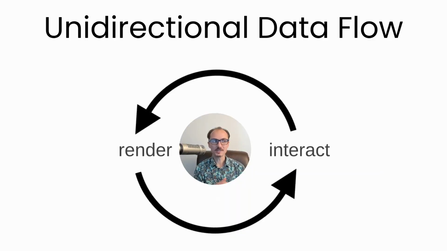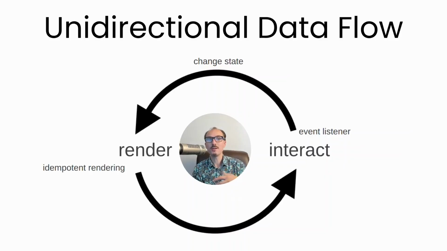It works like this. When you render something on the page, and then you interact with it, that interaction is captured with an event listener. And then there's a change in the state. And then after the state changes, it triggers an updated render with idempotent rendering. And technically speaking, the fact that it's idempotent is very important.